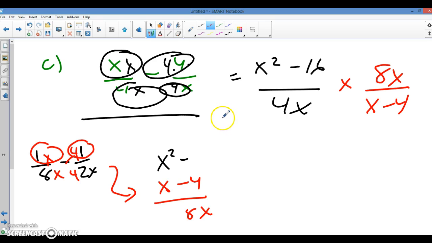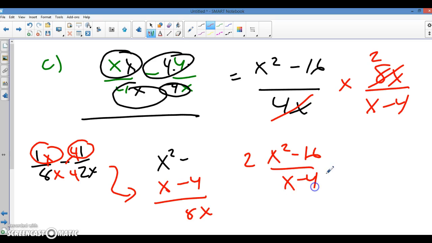So this is equivalent expressions 2c from the type sheet. Now we're going to reduce, cancel this out. 8x and 2x turns into just plain old 2. And you end up with 2 x squared minus 16 x minus 4. Now here's the issue: you think you might be done here, but you're not.